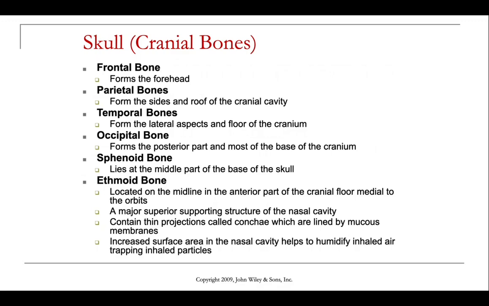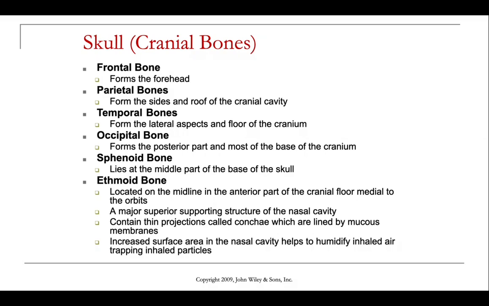So your skull bones, the frontal bone forms your forehead. The parietal bones are going to be the sides and the roof of the cranial cavity. The temporal bones are going to be the lateral aspects of the floor of the cranium. So they're going to be just inferior to the parietal bones. The occipital bone is going to form the posterior part and most of the base of the cranium. The sphenoid lies in the middle part of the base of the skull.